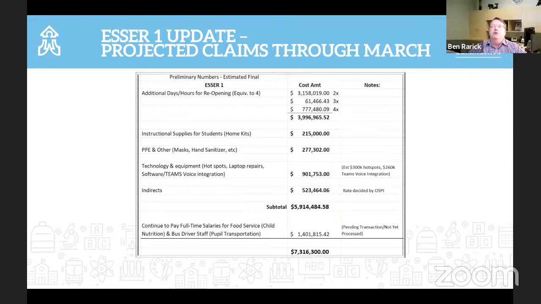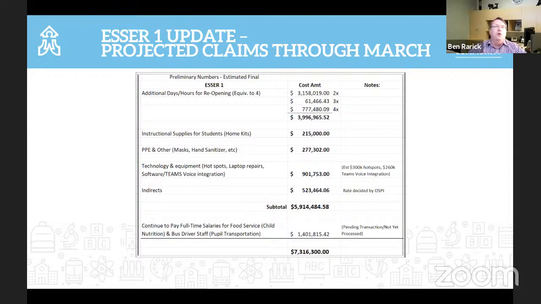The largest expenditure was about the equivalent of about 4 days of training, technical assistance, and preparation time for beginning of the school year. Then instructional supplies for students, PPE, technology and equipment. So we did charge a lot of that. Remember the discussion about hotspots and laptop repairs and integrating voice with Teams. And so that got us to about 5.9 million.